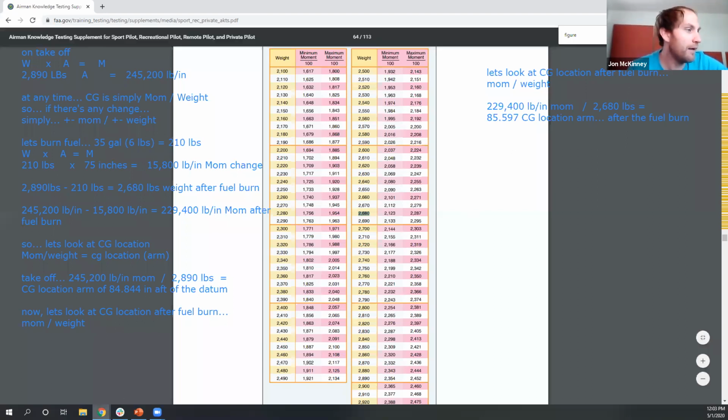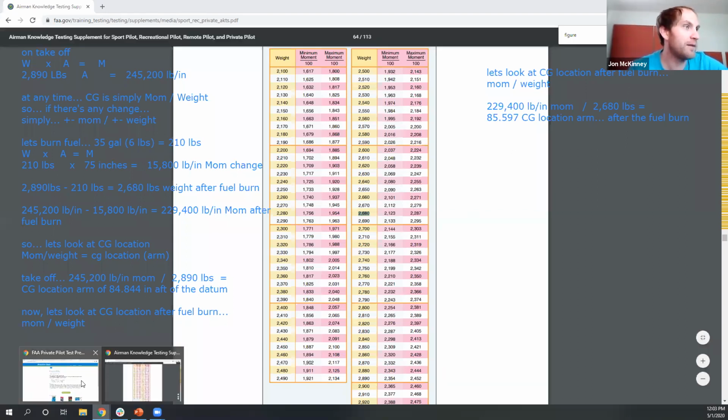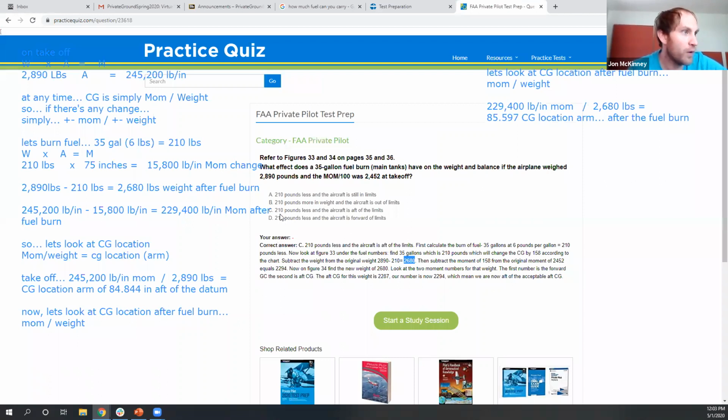So I am thinking that this question, C, is the better choice. We did lose 210 pounds less, but unfortunately, the aircraft is now aft of limits. That makes a lot of sense. I'm sorry to screw you up with some math issues, but it's going to happen. You know, people have bad math issues. It's a learning process.